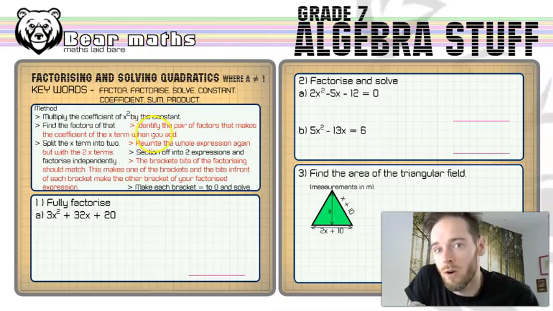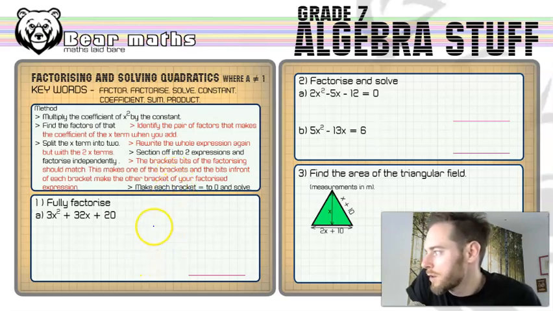I'm not going to read through this whole method, but I've gone black, then red, black, then red, black, then red, black, so you can see. That gets you everything that you need to do in order. But I'm going to speak through that when I do the questions, or a rough guide of that throughout the questions. So, first question, fully factorise.